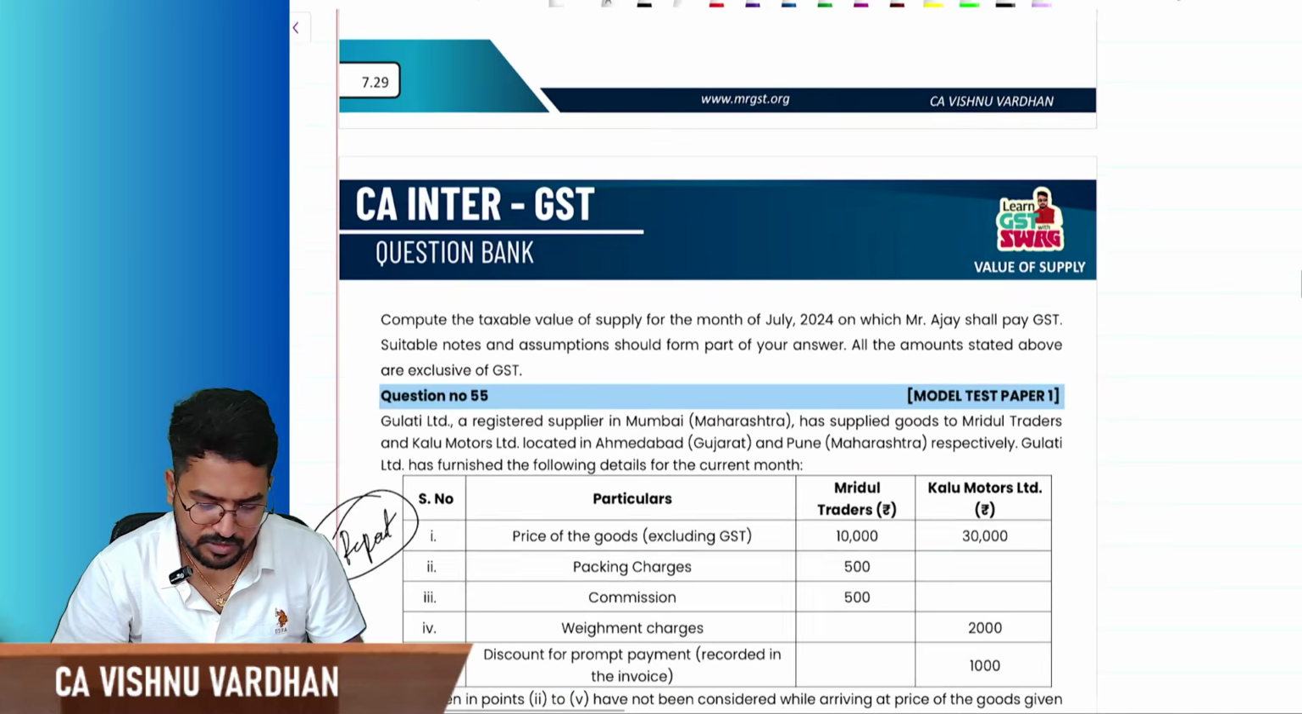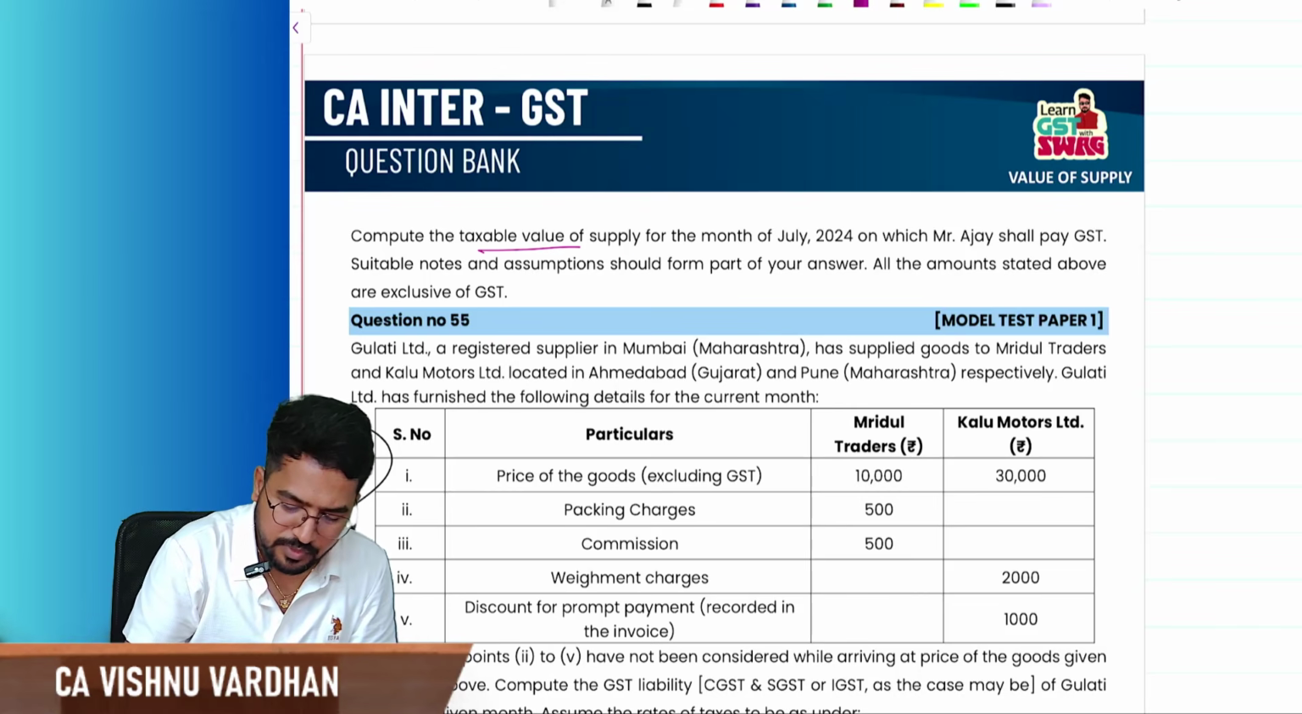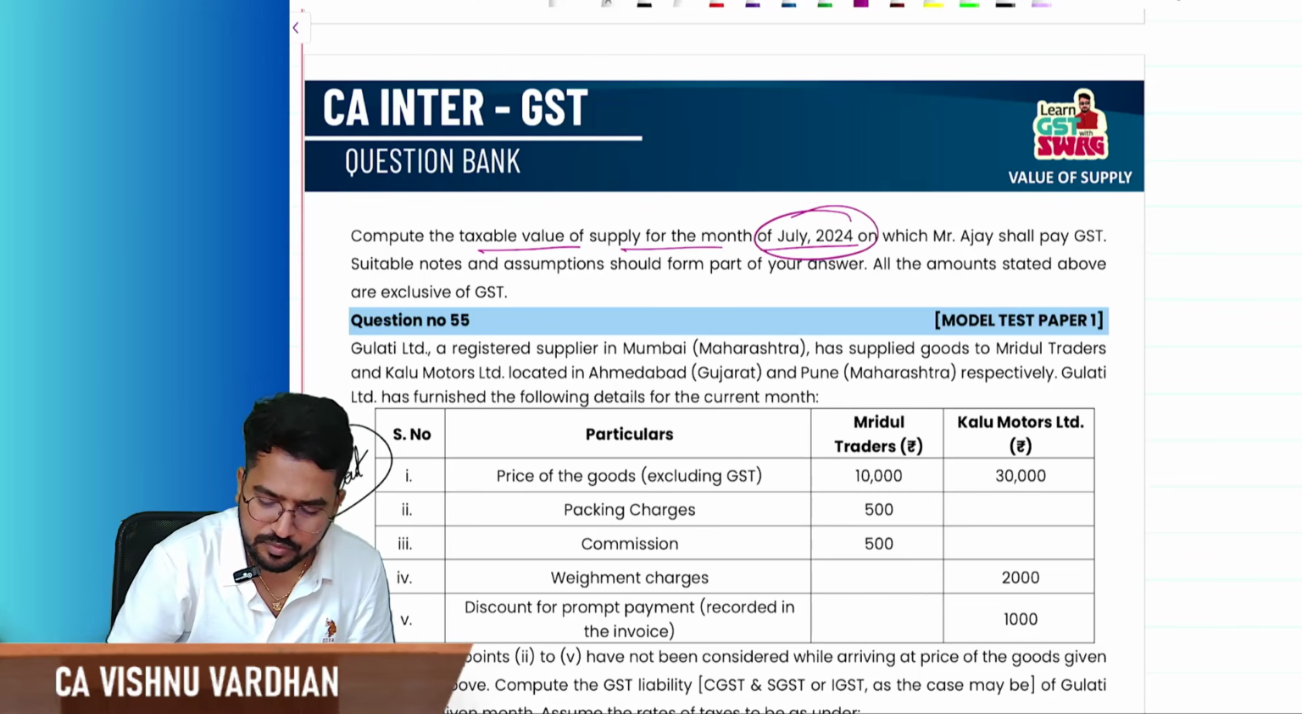Here on the next page, they have one small question of just three lines: compute the taxable value for the month of July.